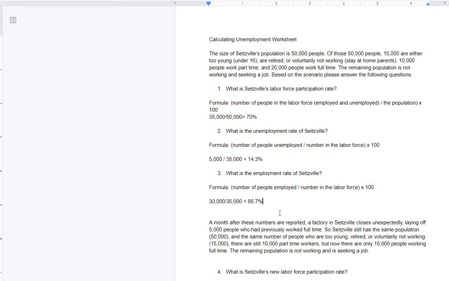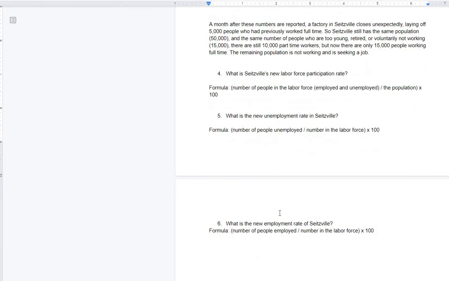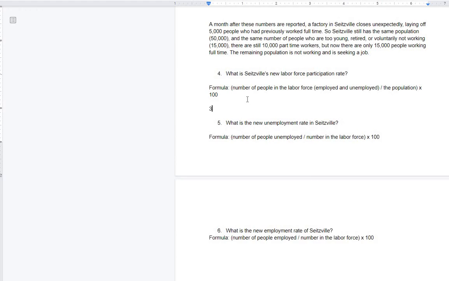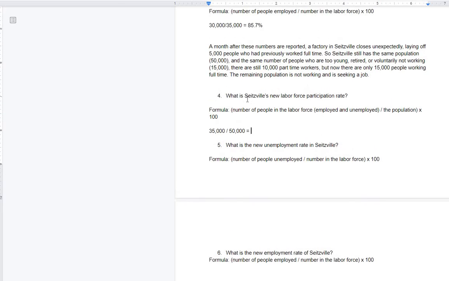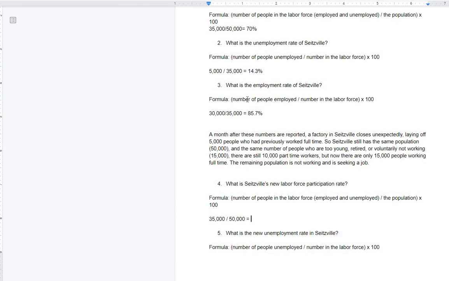All right, so if we scroll down, let's go to the next set of problems. A month after these numbers are reported, a factory in Sitesville closes unexpectedly, laying off 5,000 people who had previously worked full-time. So the only number that changes is the number of people who work full-time. So you have 15,000 people instead of 20,000 above. So the labor force participation rate is going to be the same. So we're going to do 35,000 divided by 50,000, because they're still in the labor force, they're just unemployed. So that gives us 70%.